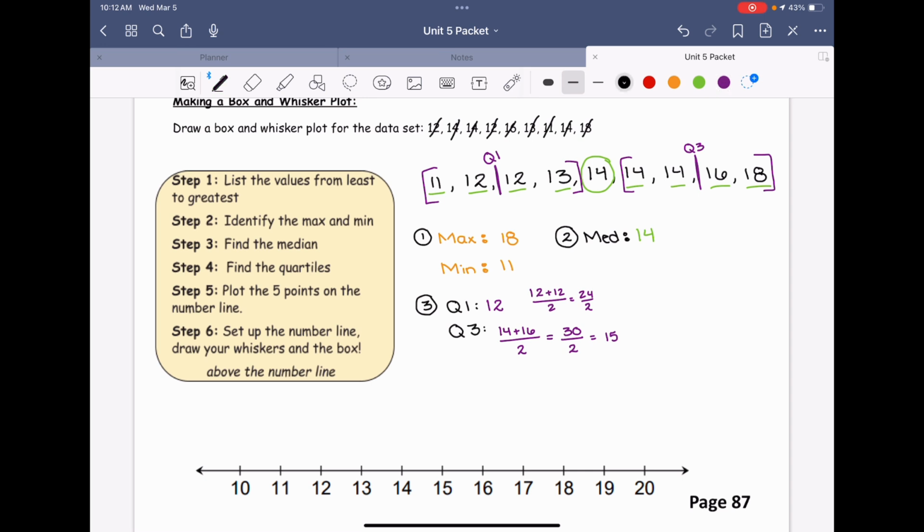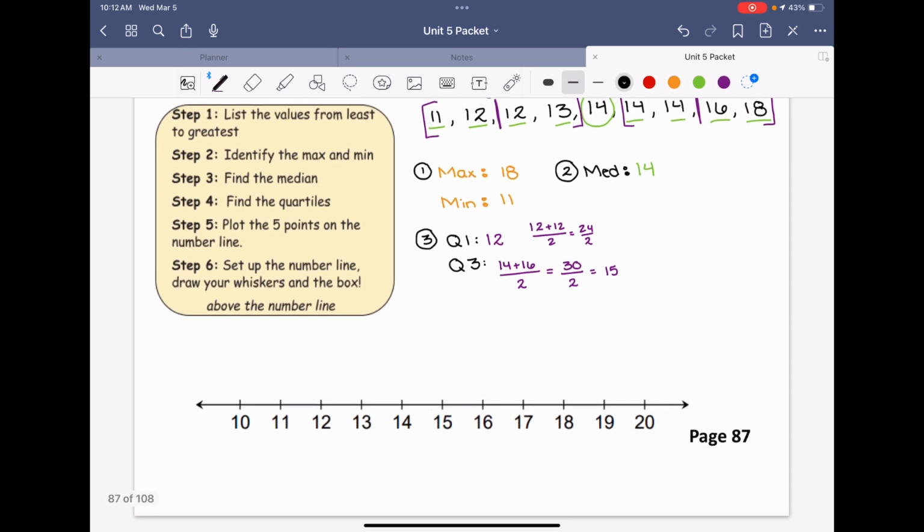Let's go ahead and plot on our number line. So I'm going to plot dots not on the graph, but above the graph a decent distance. So I'm just going to plot all those points first. So 11, 18, 14, 12, and 15. Okay, so outer 2 points get connected with lines. Inner 3 points, I'm going to draw lines through vertically and create my box around them. All right, and this is my box and whisker plot.